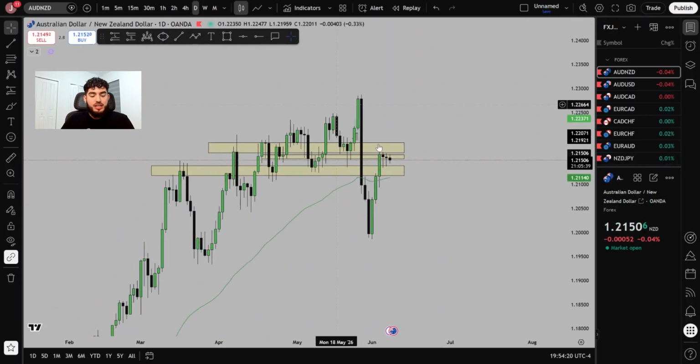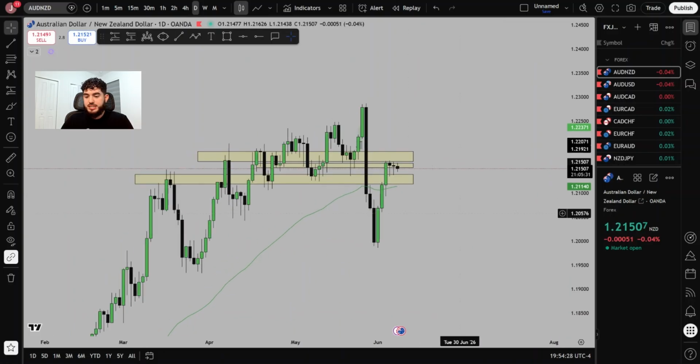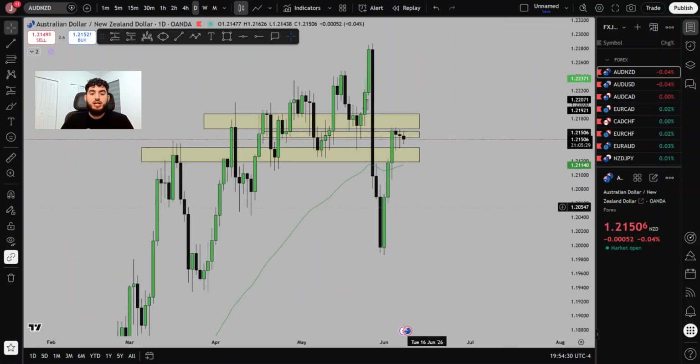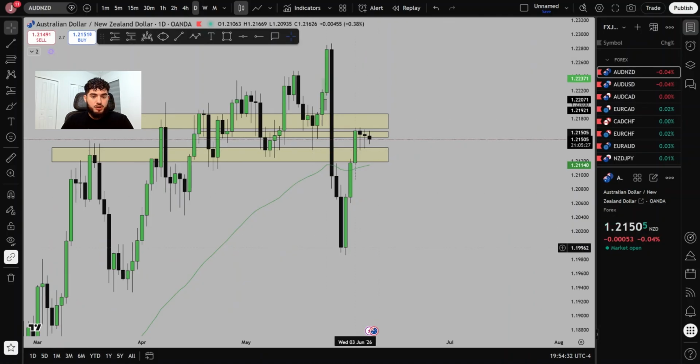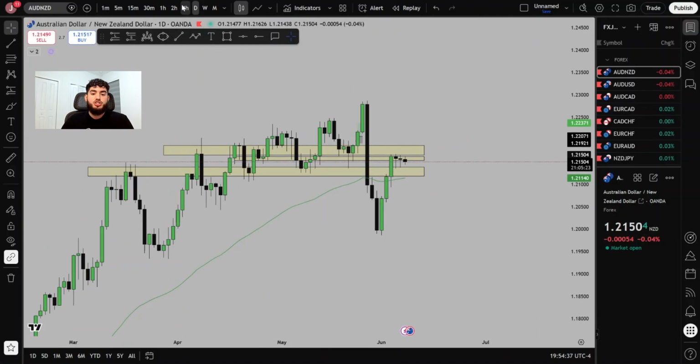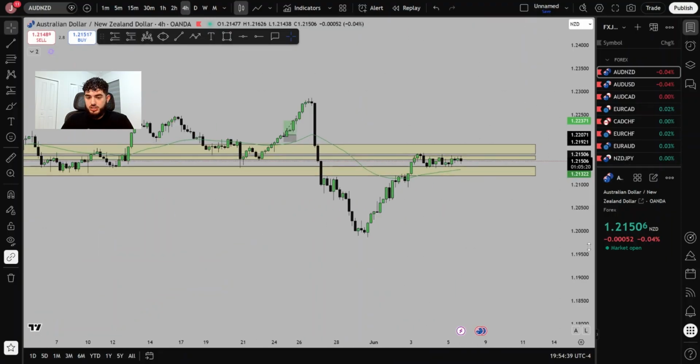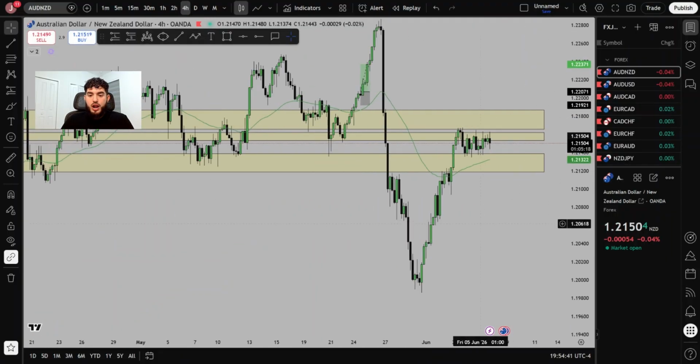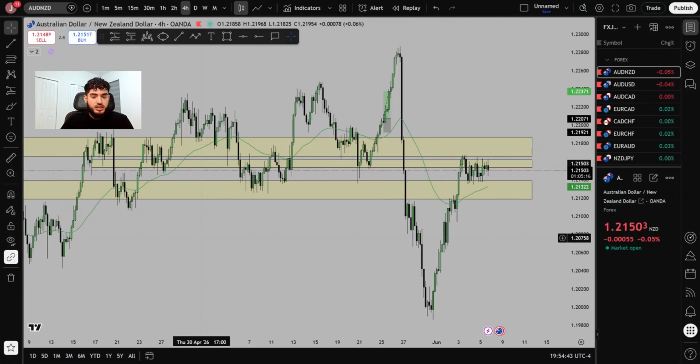So AUD NZD, last week I was looking for a short on this after the retracement was completed. It never gave me the entry signal I was looking for, so I did not enter. But it did cook up very nicely and retrace perfectly on the daily time frame in order to establish a short position this week. So let me see how the 4 hour is doing in order to get an entry on this pair.